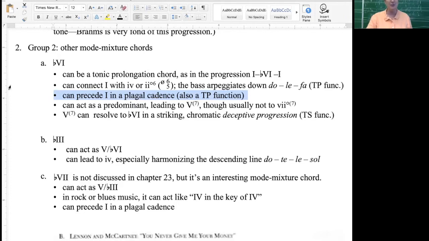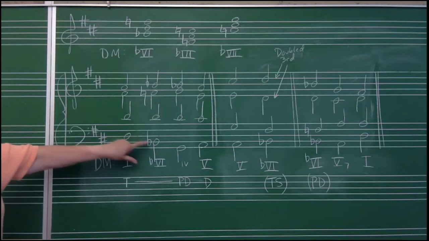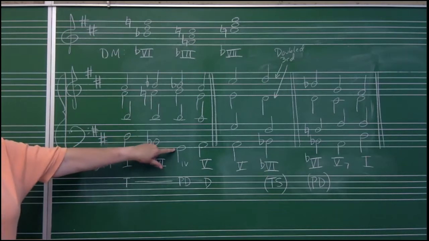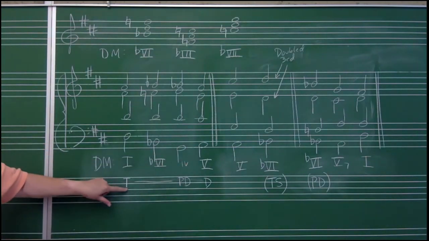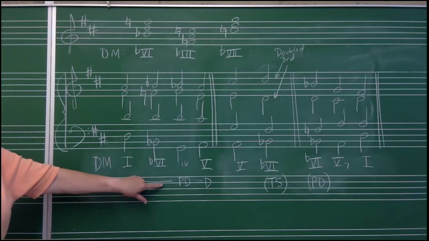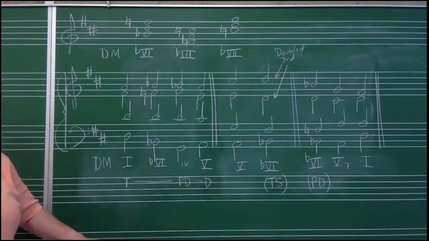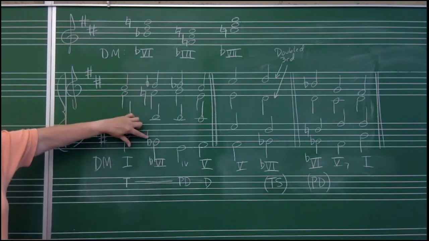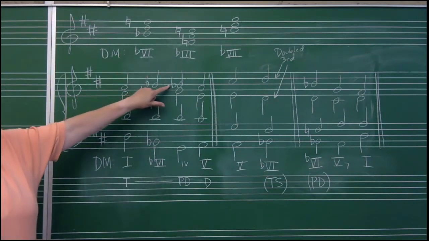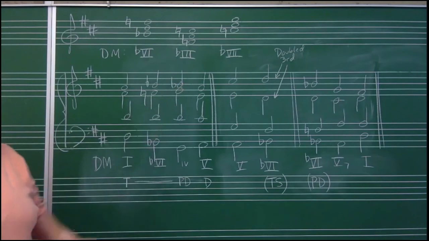But let's go back to the second bullet point and let me show you an example of this on the chalkboard. So here I've got this bass arpeggiation, do to le to fa, and then going up to sol for the dominant chord. So basically we have a tonic chord, a tonic prolongation chord, leading to the predominant chord and leading to the dominant chord. And both of these chords are mode mixture chords. If you introduce the B flat in the flat 6 chord, it doesn't make any sense to go back to B natural. Keep the B flat and allow the le to resolve down to sol.